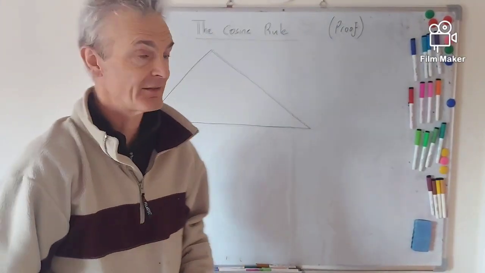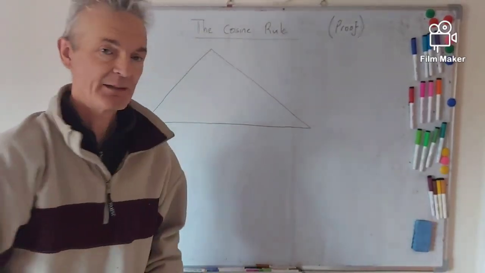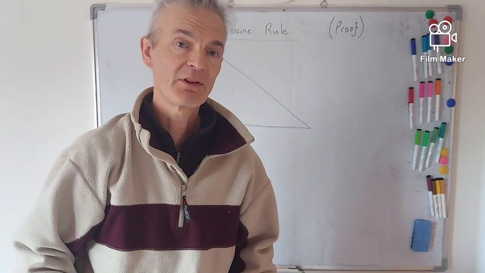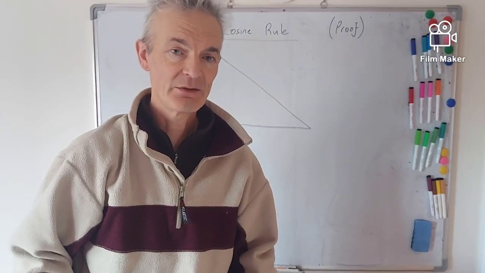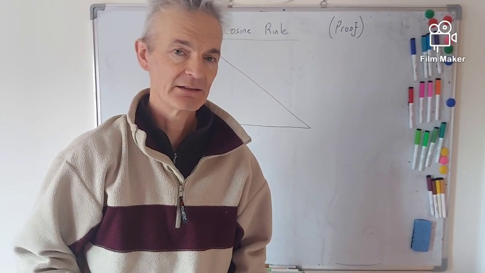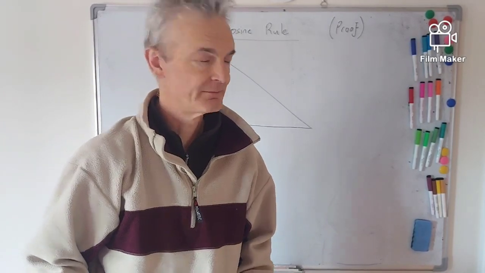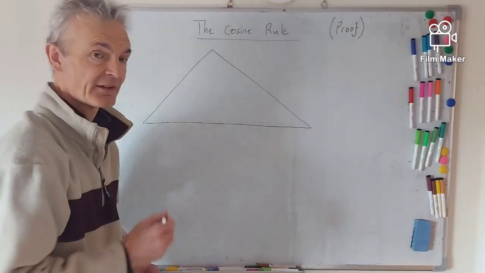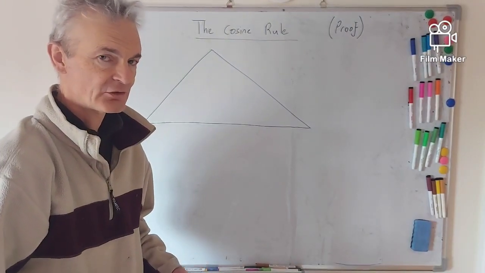Today I'm going to look at the cosine rule, and in particular a proof for this rule. In subsequent videos I'll show you how to use the rule to find angles and sides. Okay, so first thing we've got to remember is that the cosine rule is for non-right angled triangles.